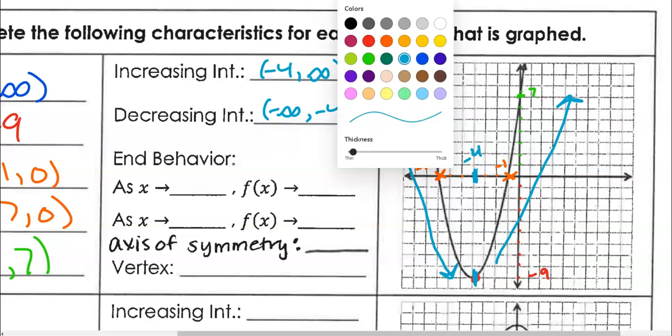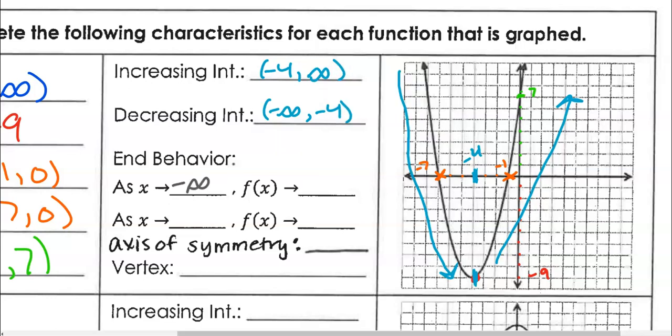In behavior is nice. We always have a left side and a right side. So as my x's go negative, as my x's go positive, parabolas are good because they're either both going up or both going down. So this one, what are they doing? They're both going up. So how do we say up with symbols? For up, we're going to use infinity. If it was down, we would say -infinity.